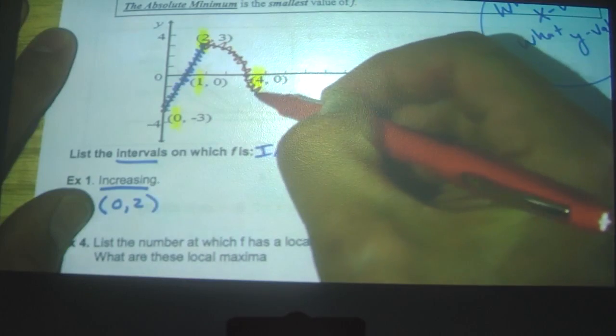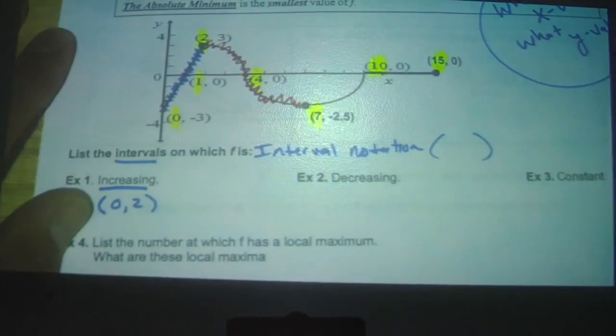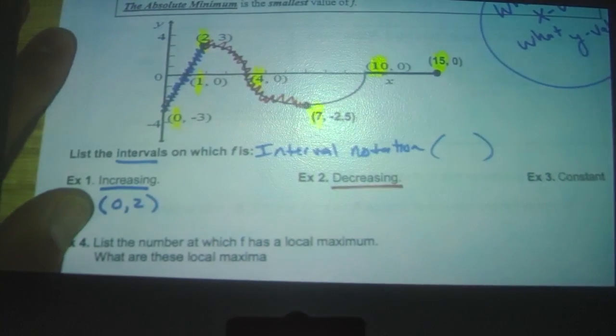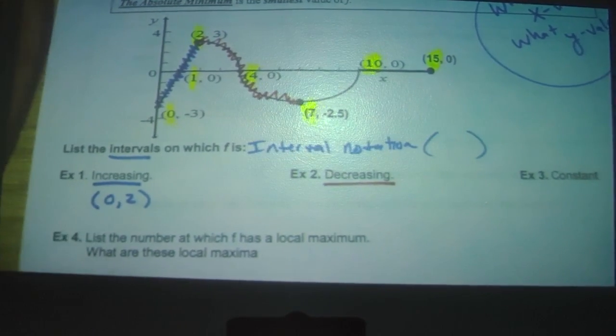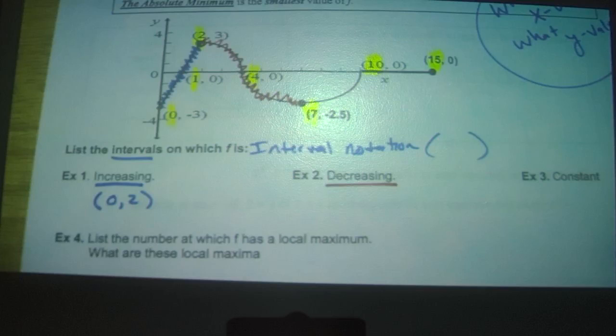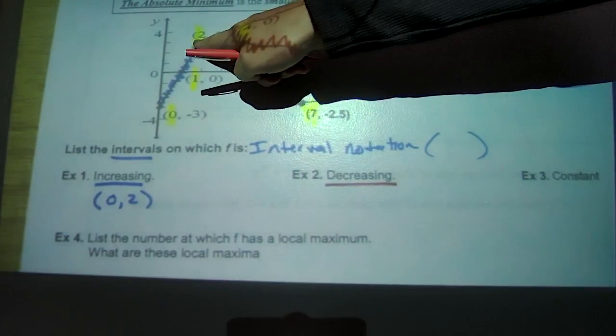Woo! Wee! Yeah, right there. That's all going down. That's decreasing. From what to what? From what X value to what X value is it decreasing? What do you guys say? Tyler, Anna, Adam, what do you guys say? What is the X values that it's decreasing? From what to what? Where's this thing going down?